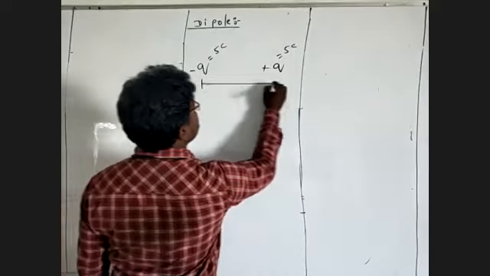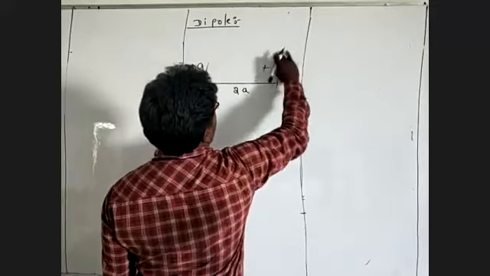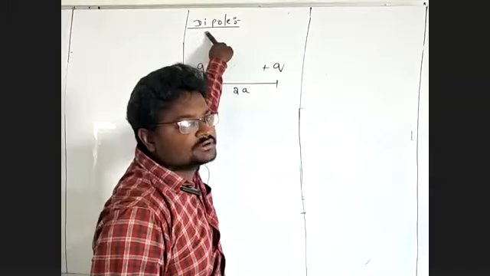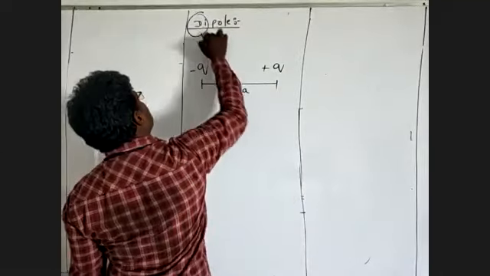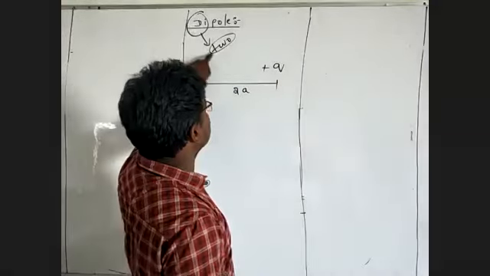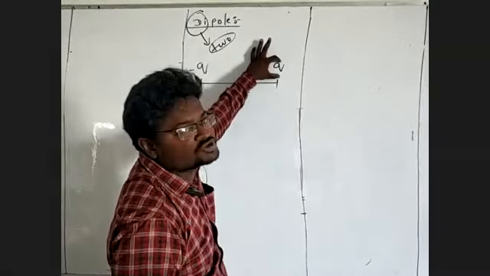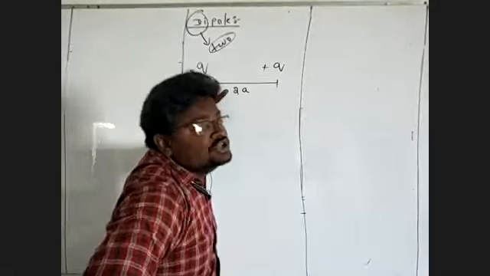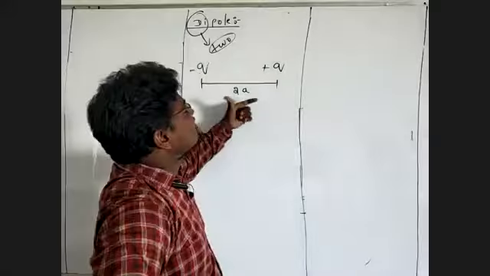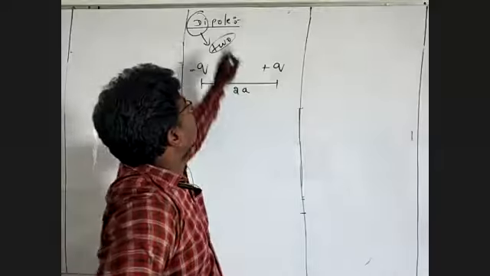Separated by a small distance, that is 2a. This representation is called a dipole. Dipole means di means two, so di means two poles. This is a negative charge, this is a positive charge. Equal and opposite charges separated by a small distance between the two charges is called a dipole.